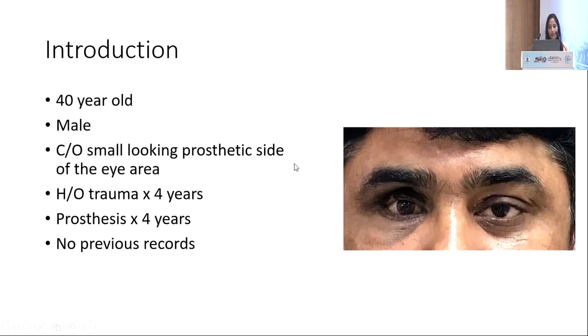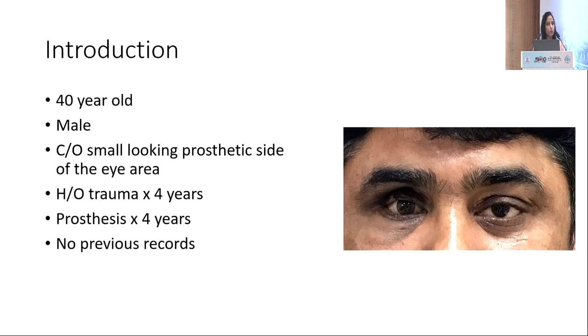A 40-year-old gentleman complaining of a depressed, not symmetrical looking right side of the prosthetic eye and the periocular region. He had a history of trauma and wearing a prosthesis after that, with no previous records. So we didn't know what exactly happened. All we knew was that he had an accident and he lost an eye.